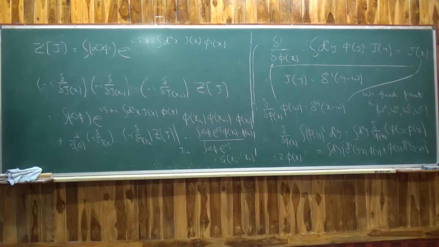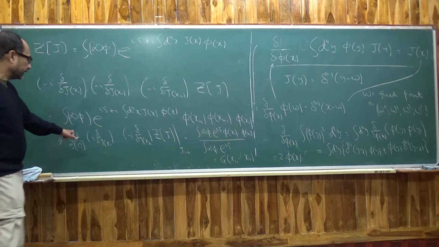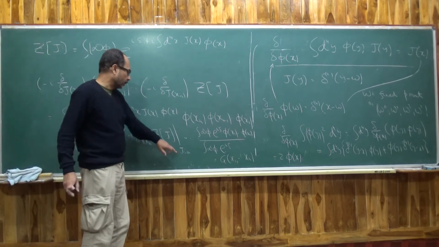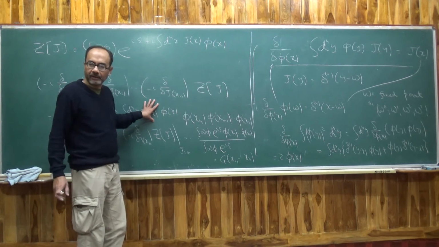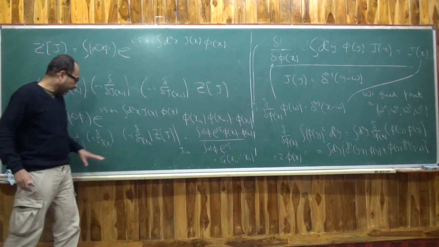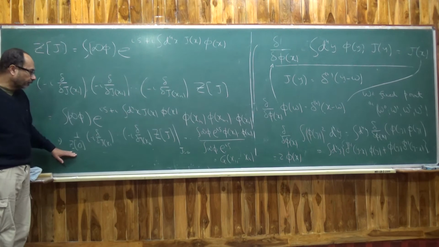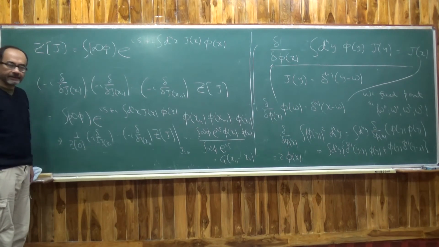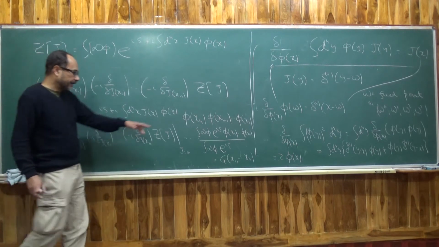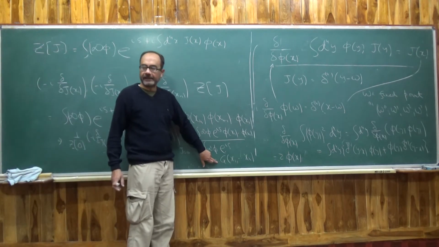Is this point clear? So you differentiate. After differentiating, set J equal to 0. That generates this with this term removed. And then you divide. The division is by Z of 0. Here now there is no differentiation. You just set J equal to 0 and divide. So that gives the correct denominator. So this ratio is what you have been calling the Green's function.